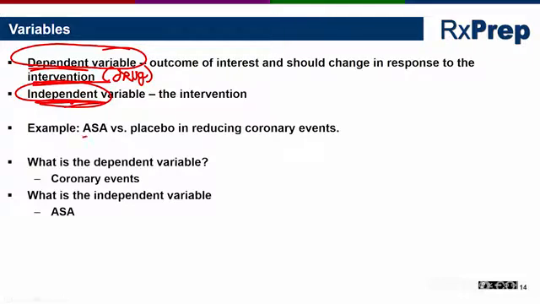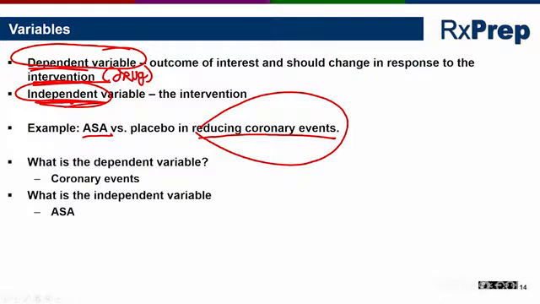So just a simple example of aspirin versus placebo and reducing coronary events. What would be your dependent variable? This would be expected to change in response to the independent variable. So the independent variable is aspirin, and the dependent variable, or the expected change, is the primary outcome, generally, coronary events.